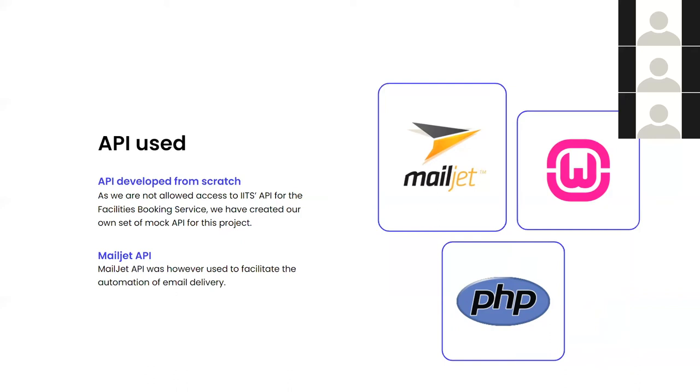In addition, to automate email delivery every time a student makes a booking request, or confirms or rejects a booking request, we tap onto the MailJet API to facilitate that. This is the only external API that we have used in our web application. For the rest, the bulk of our application functionality, we have used our own self-developed API.